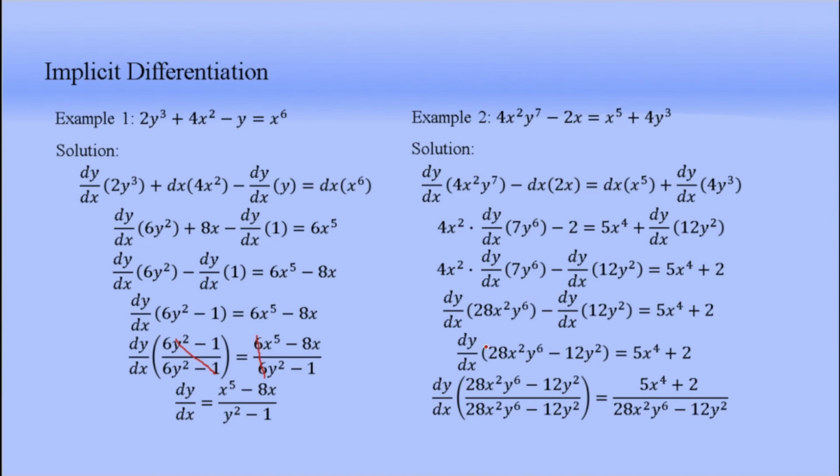So again, we're finding the dy dx, or the derivative of y with respect to x, so we're going to remove this. We'll have to cancel this. That's why we're going to divide by this function to both sides, and now we can cancel this, and then the derivative of y with respect to x is 5x raised to the 4th power plus 2 over 28x squared y raised to the 6th power minus 12y squared.